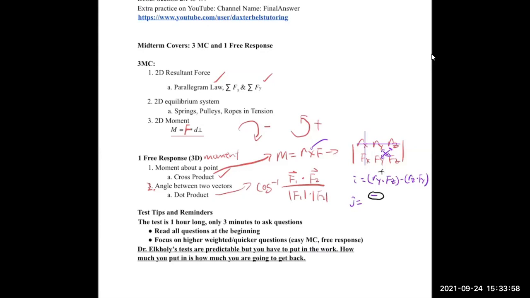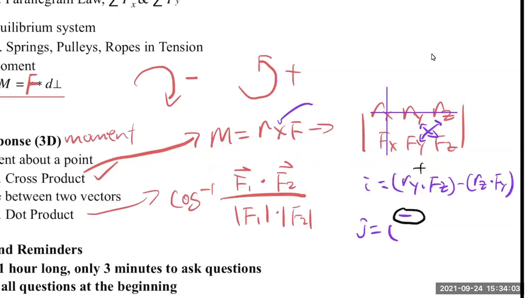And then for the j, it will be the same. So let me zoom in right here. Cross out the row where j is at, which is i, this is j, okay. So cross out the row where j is at, and also cross out the column where j is at, and then do rx multiplied by fz minus rz multiplied by fx.